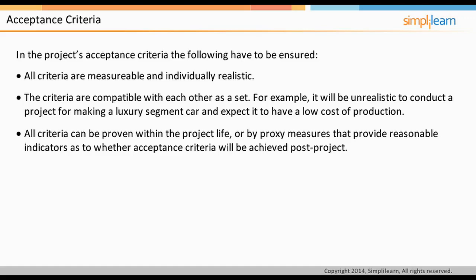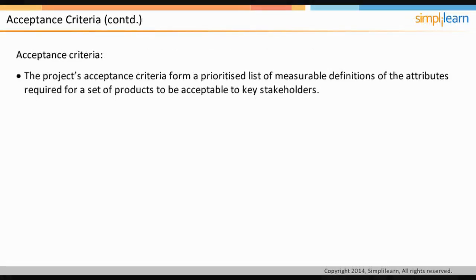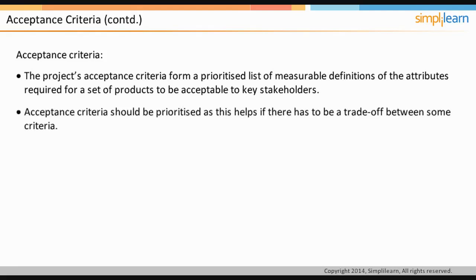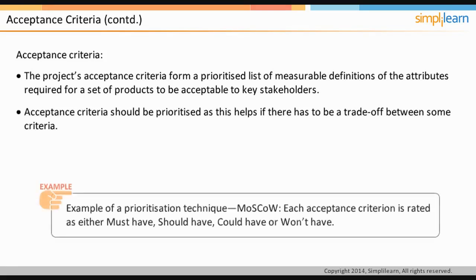We will continue our discussion on acceptance criteria in the next screen. The project's acceptance criteria form a prioritized list of measurable definitions of the attributes that must apply to the set of products and is to be acceptable by key stakeholders. Acceptance criteria should be prioritized as this helps if there has to be a trade-off between some criteria. One example of a prioritization technique is MoSCoW, which means that each acceptance criterion is rated as either must have, should have, could have, or won't have.